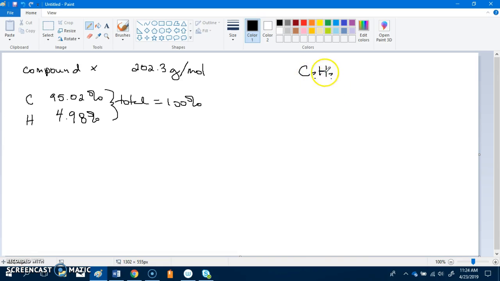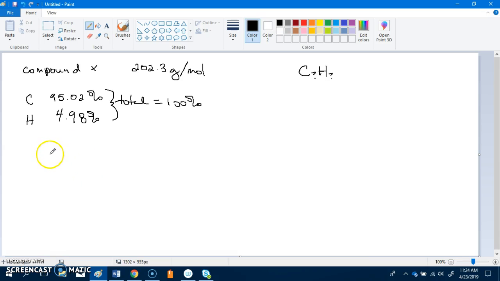So this compound is going to have the formula of CH, where we're trying to find the number of moles of carbon and the number of moles of hydrogen to create our molecular formula. So the exact number of moles of carbon and hydrogen and not the reduced form. So it's a molecular formula and not the empirical formula.